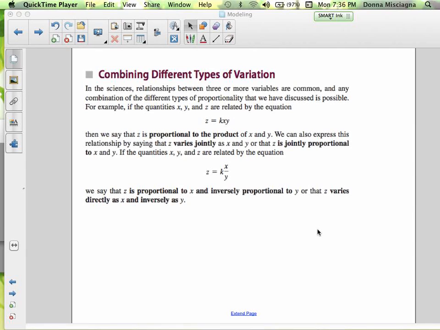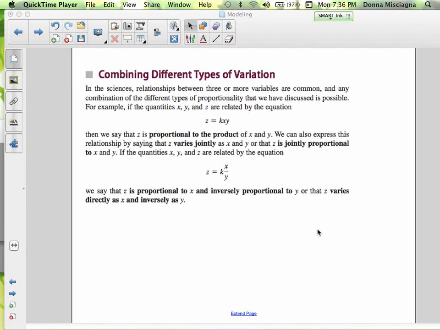Combining different types of variation. In the sciences, relationships between 3 or more variables are common, and any combination of the different types of proportionality we've discussed is possible. For example, if the quantities x, y, and z are related by the equation z equals k times x times y, then we say that z is proportional to the product of x and y. We can also express this relationship by saying that z varies jointly as x and y, or z is jointly proportional to x and y.